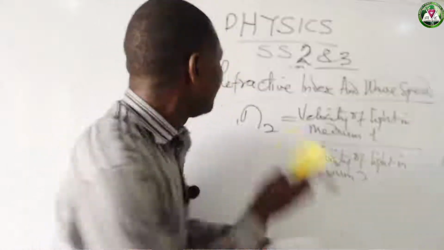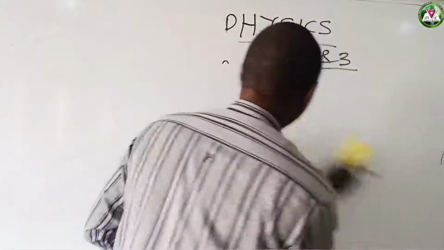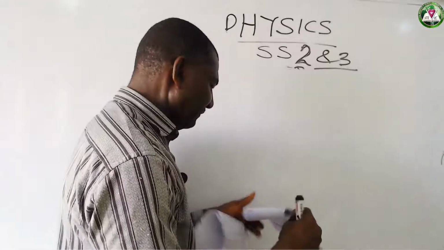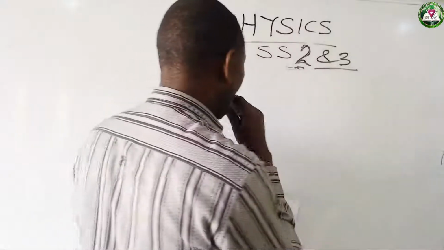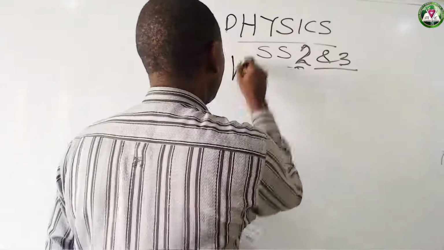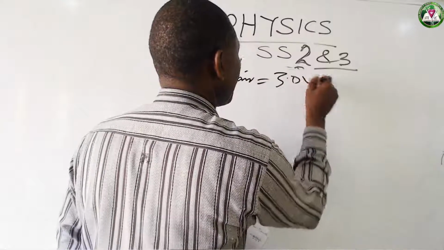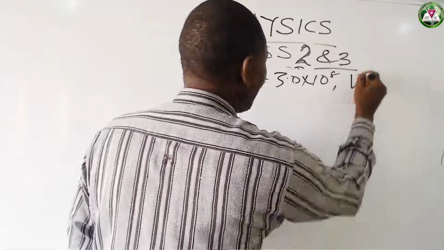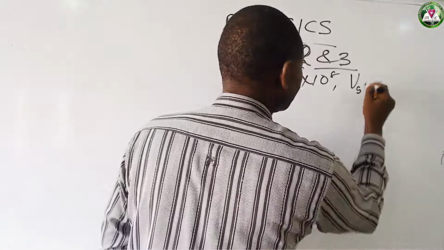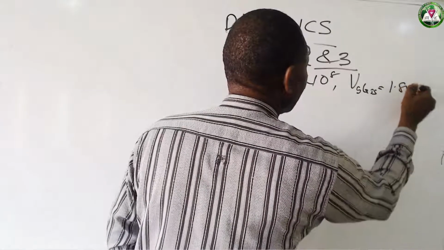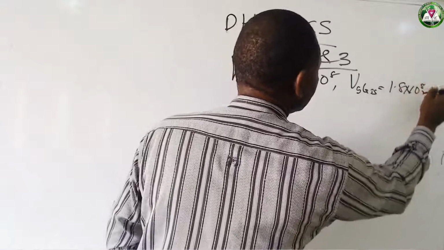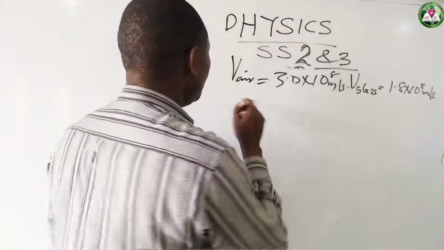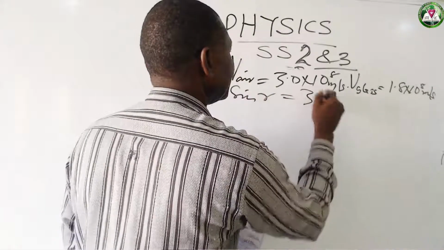All right, let's quickly apply this. We've been given that the velocity of light in air, that is VA, is equal to 3.0 times 10 raised to power 8, and the velocity in glass, V, is equal to 1.8 times 10 raised to power 8. All these are meter per second. So we need to use our equation, with r equal to 30 degrees.